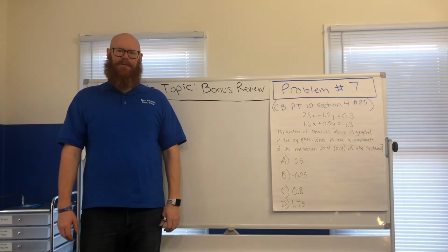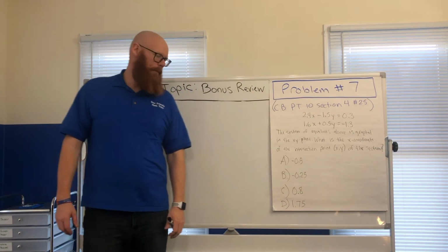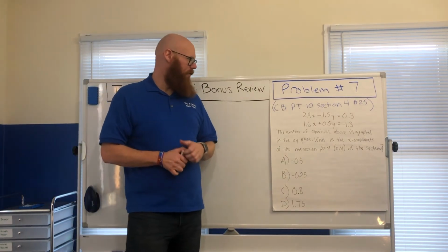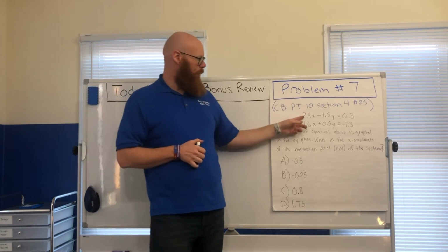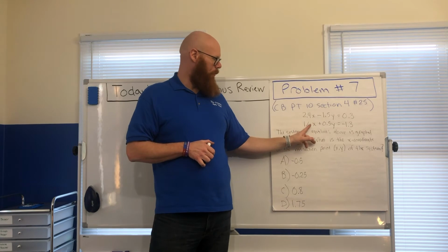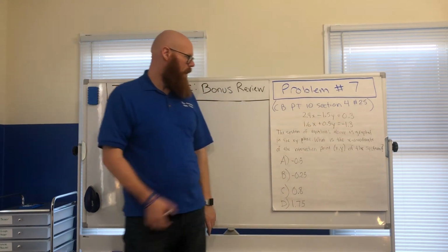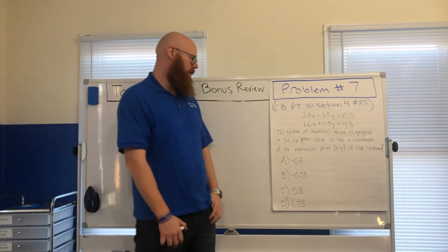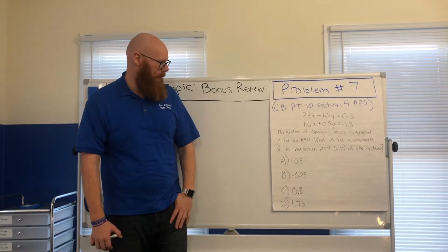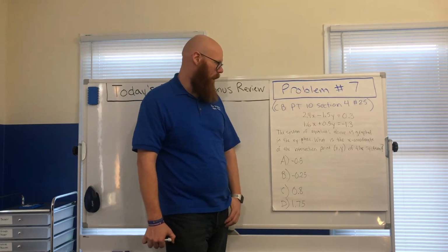All right, now on to problem number 7. College Board Practice Test 10, Section 4, number 25. So we have a linear system, 2.4x minus 1.5y equals 0.3, and 1.6x plus 0.5y equals negative 1.3. It says a system of equations is graphed in the xy plane. What is the x coordinate of the intersection point xy of the system?